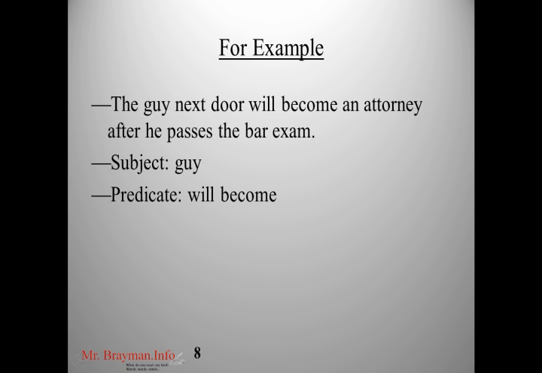If I say, the guy next door will become an attorney after he passes the bar exam, right? Guy is actually the subject. He's the one doing the becoming, right? He will become. That's the predicate, will become. Right? Very often we want to look for the main action or main state of being. That's the predicate. And then whoever or whatever is doing that predicate, that's the subject. After he passes the bar exam, that's a dependent clause. We're going to look at those later in this lecture.